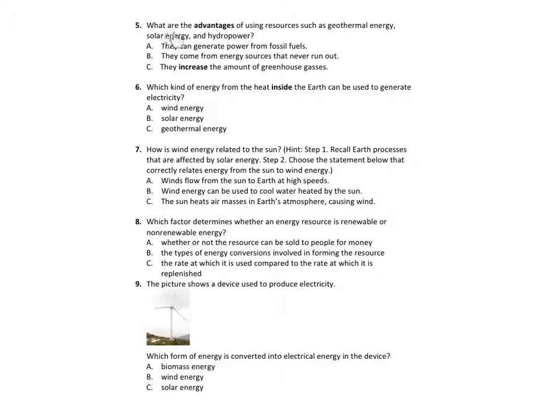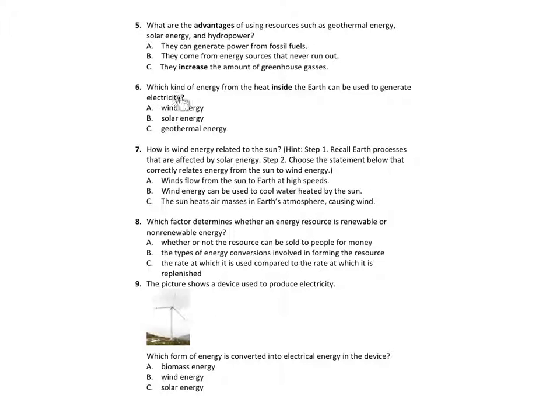Number 5, what are the advantages of using resources such as geothermal energy, solar energy, and hydropower? A, they can generate power from fossil fuels. B, they come from energy sources that never run out. C, they increase the amount of greenhouse gases.